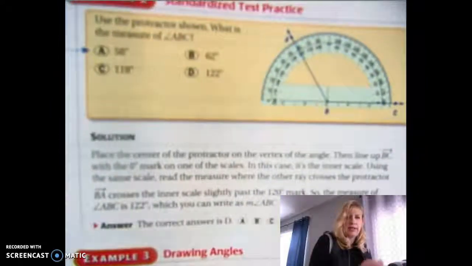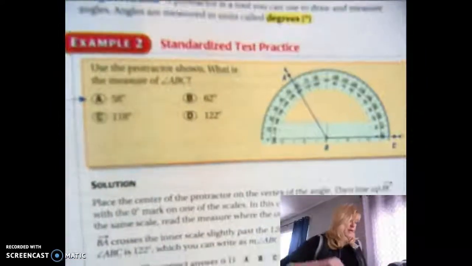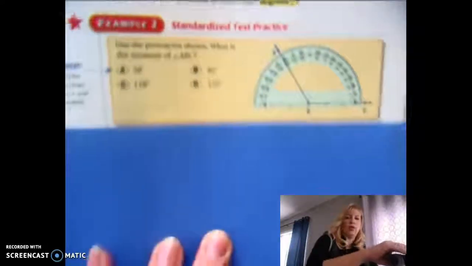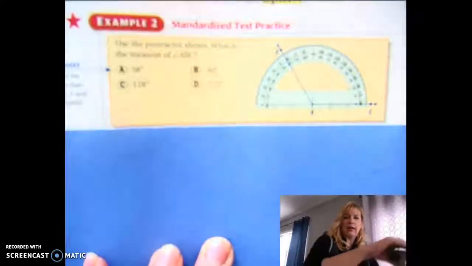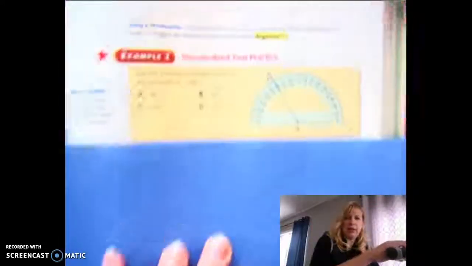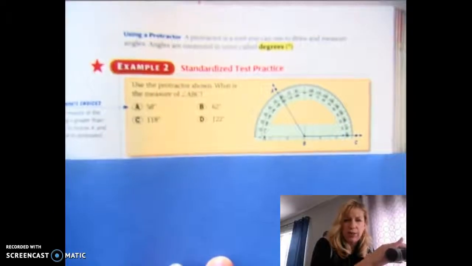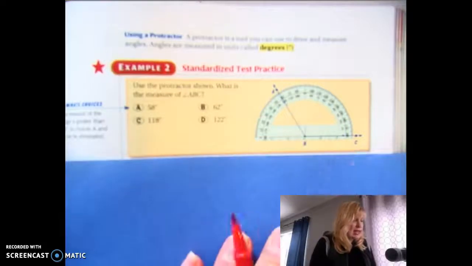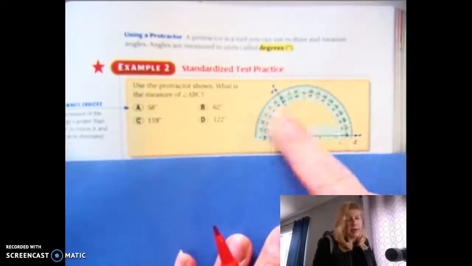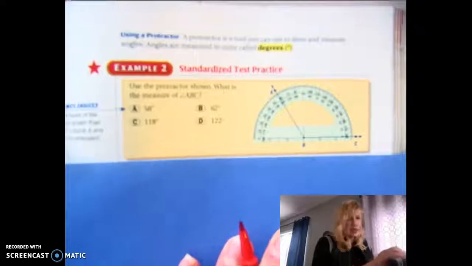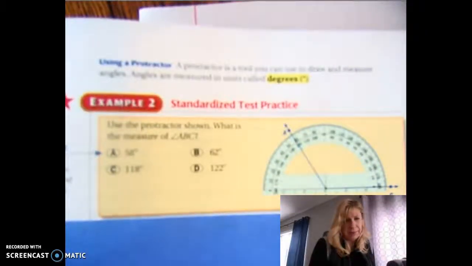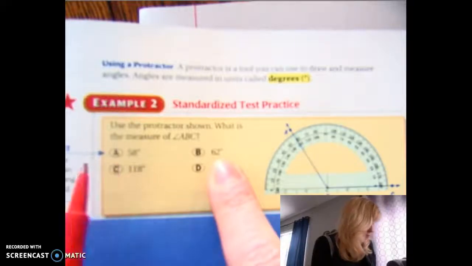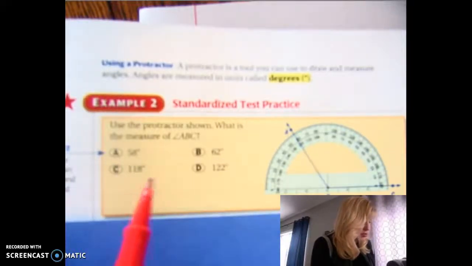And I apologize for the fuzziness of this, but you're welcome to take a look in your own book. I'll try not zooming in on the numbers quite as well. If you look at this angle right here, you can see that it is greater than 90 degrees. It is obtuse. So they're giving us some choices here. Is it 58 degrees, 62 degrees? Is it 118 or 122?